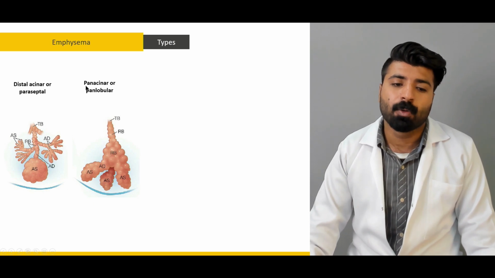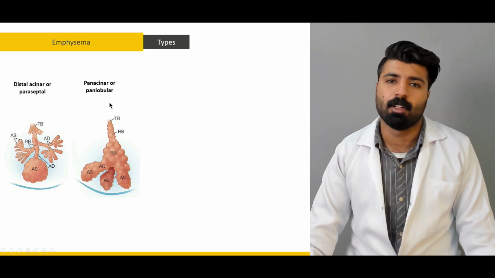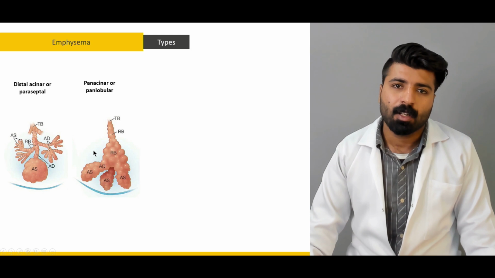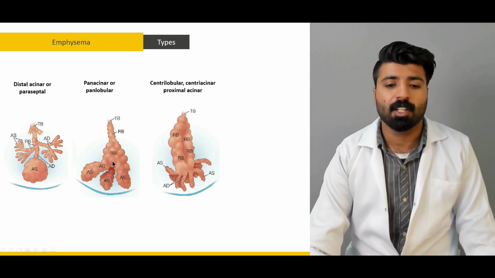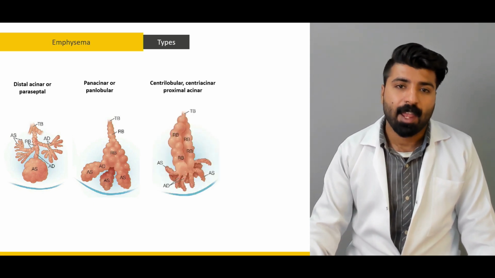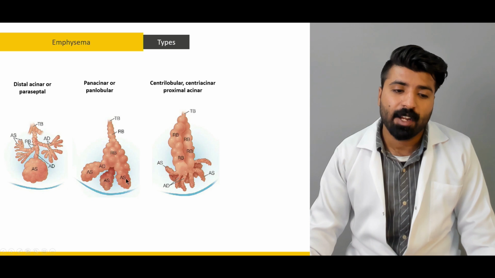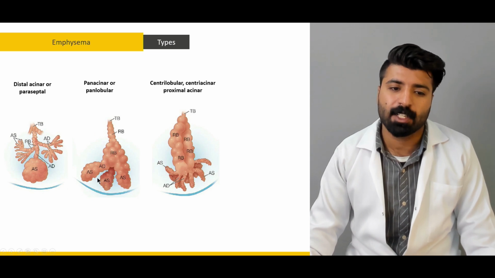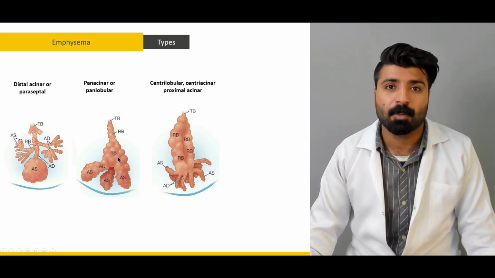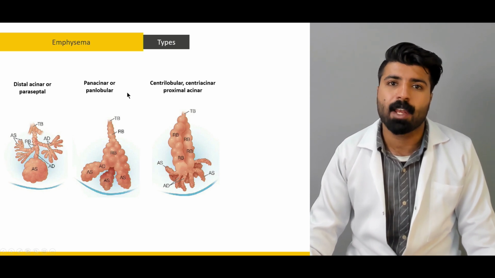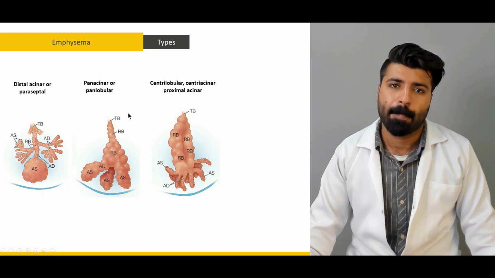Then we come to panacinar or panlobular. Panacinar means that the destruction lies within the terminal bronchiole, and it's also affecting the alveoli. So all of the acinus is being affected, alveoli and the terminal bronchioles. That's why it's called panacinar, the whole acinus.